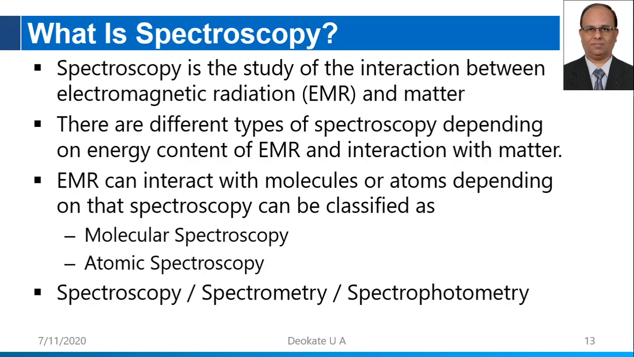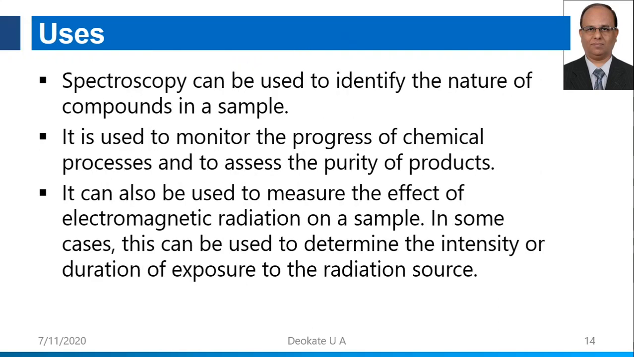So spectrophotometry, we use this term for quantitative estimations, whereas spectroscopy and spectrometry we use for qualitative determinations where the structural elucidation process is to be considered. So these are the three terms which are used interchangeably in spectroscopy.